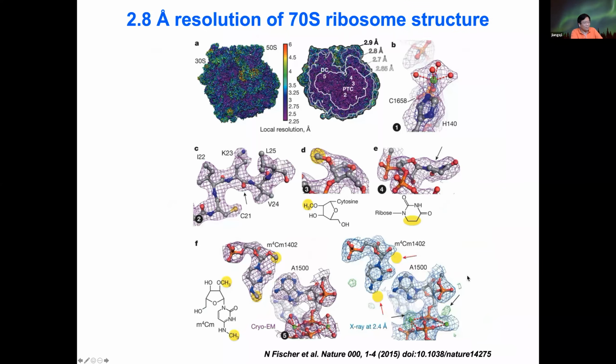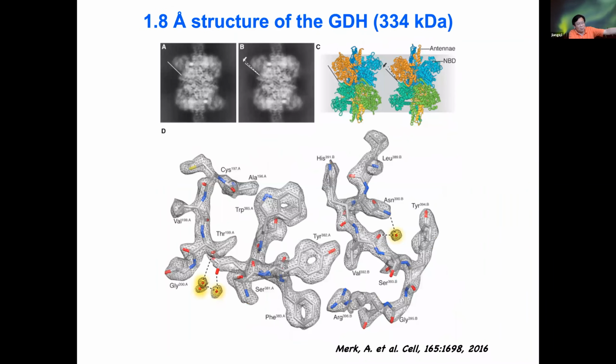So this is actually a large complex, the 70S ribosome at 2.8 angstrom. I'm not going to go through the details. And this is one of the highest resolution structures obtained by cryo-EM, the 334 kilodalton GDH, which is purified from bacteria, and using cryo-EM, it's possible to reach 1.8 angstrom.